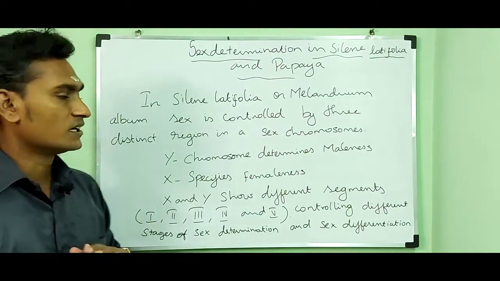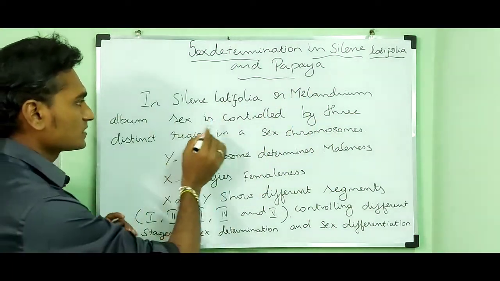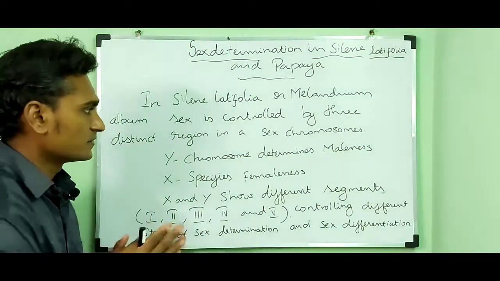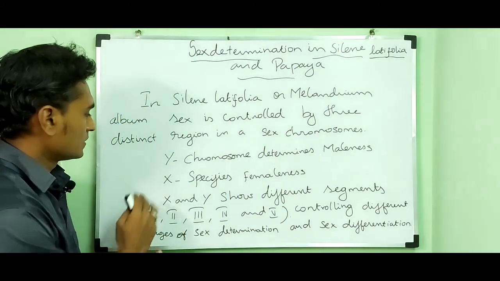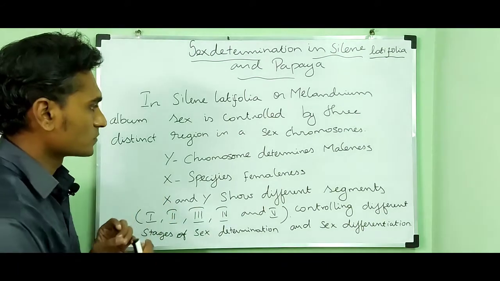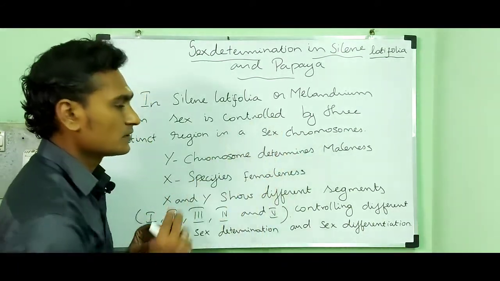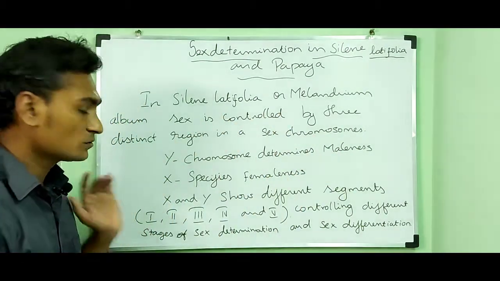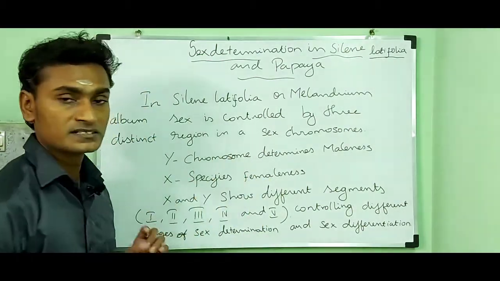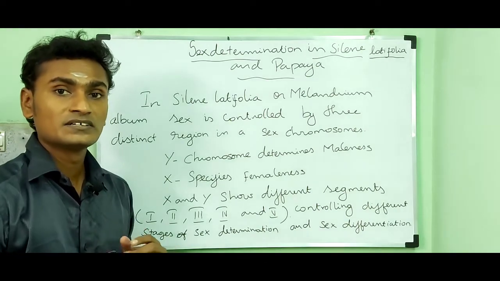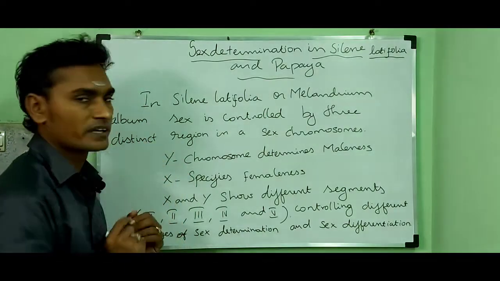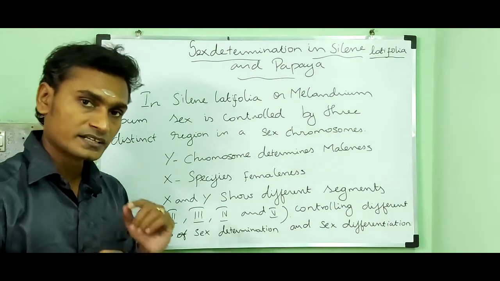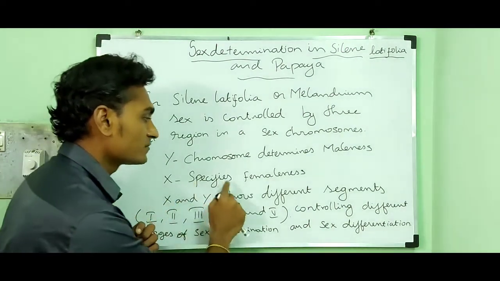In Silene latifolia or Melandrium album, sex is controlled by three distinct regions in the sex chromosomes. The Y chromosome determines the maleness. Then the X chromosome specifies the femaleness. That means in the absence of the Y chromosome, it can exhibit as a female plant. So the X chromosome specifies the femaleness.